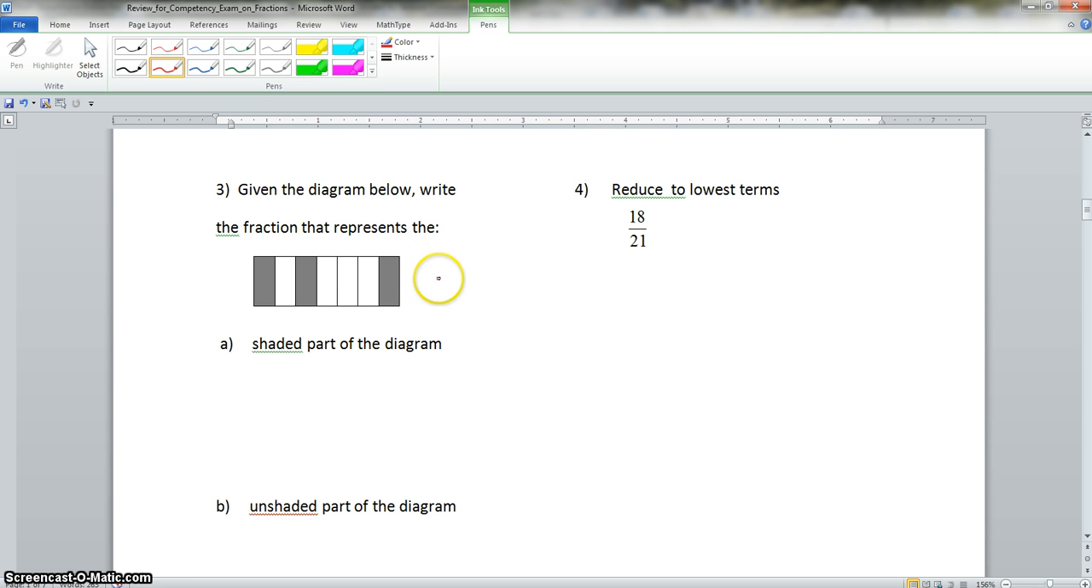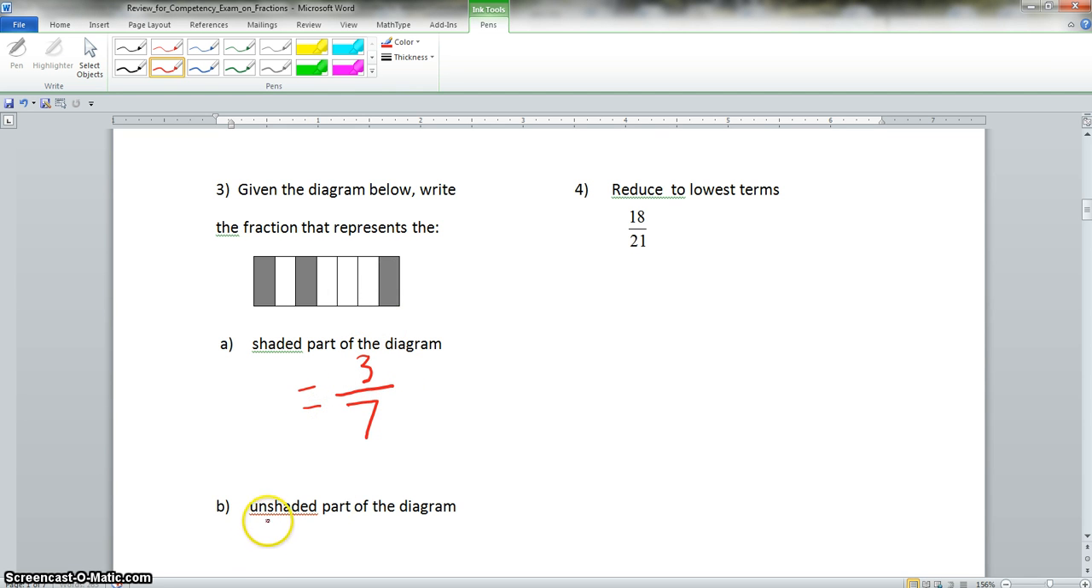Okay, number 3. It says, given the diagram below, write the fraction that represents the shaded part of the diagram. So the first thing we would do is count all of these values inside of the diagram, these blocks. We have 1, 2, 3, 4, 5, 6, 7. So 7 would be our denominator. Now we need to find our numerator, which is the shaded part. We have 1, 2, 3 shaded parts. So our final answer here is 3 sevens.